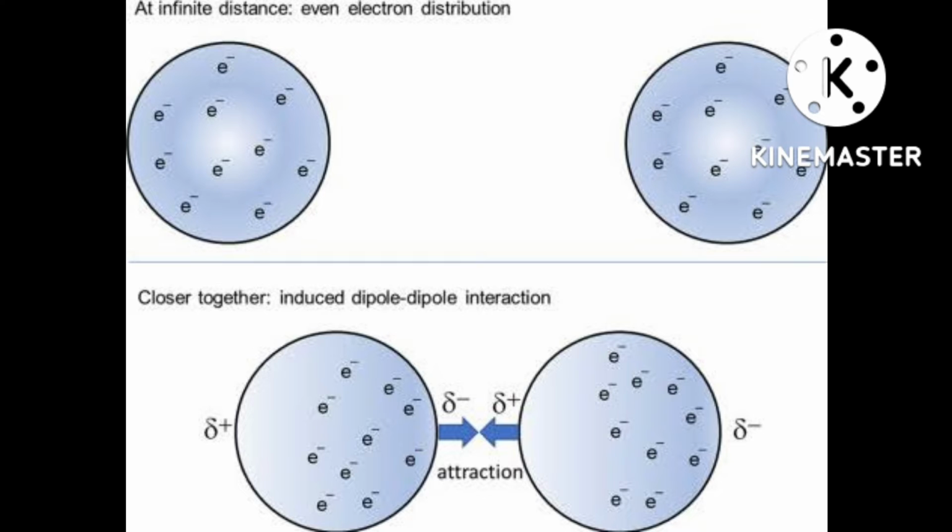In the diagram you will see the electron cloud distribution in the dipole of hydrogen chloride, HCl, and the dipole interaction between two HCl molecules. This interaction is stronger than London forces. London forces are very weak, but dipole-dipole interaction is stronger.